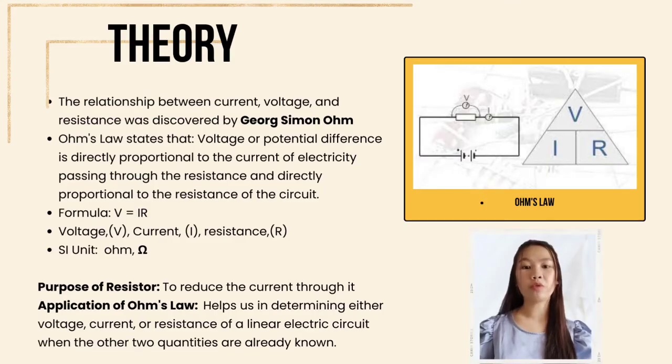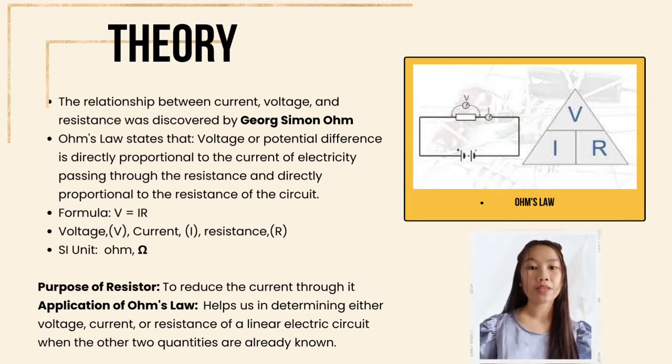Now, let us move on to the theory of electrical resistance and Ohm's law. The relationship between the three important electrical quantities, current, voltage, and resistance, was discovered by a German scientist, George Simon Ohm, in 1827. Ohm's law states that the voltage or potential difference between 2 points is directly proportional to the current or electricity passing through the resistor, and directly proportional to the resistance of the circuit.